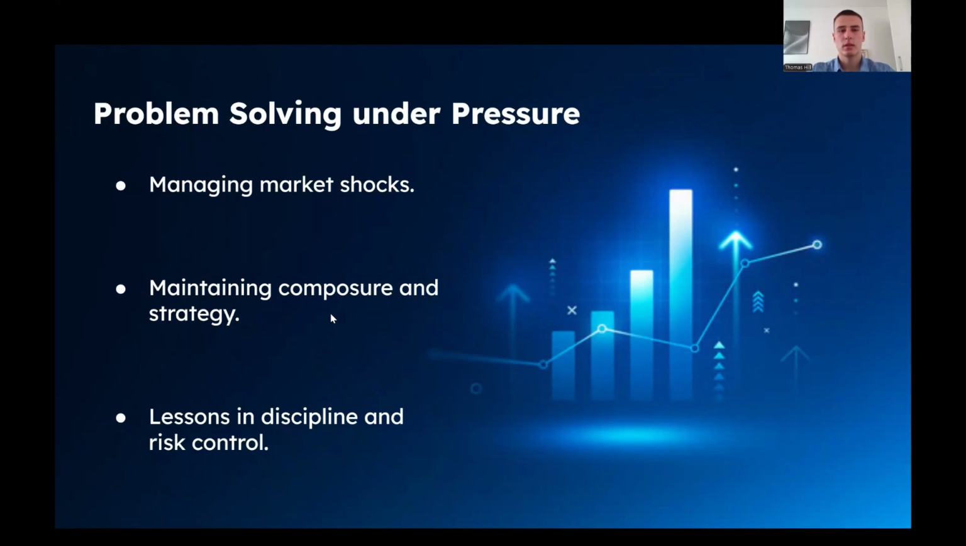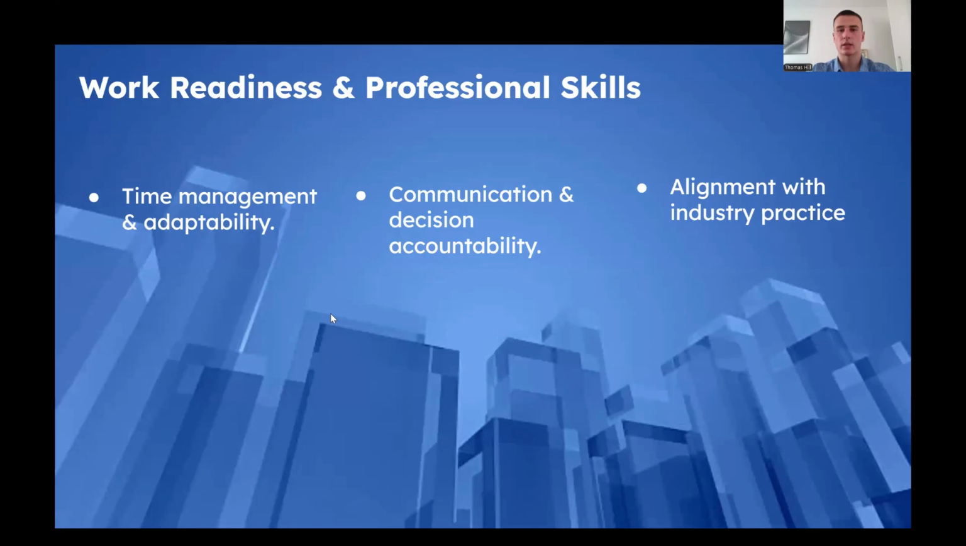The simulation mirrored the pace and accountability of institutional trading environments. The participant developed essential workplace competencies: time management, adaptability, and clear communication on decisions. Each trading round required prompt evaluation, strategic planning, and reflection on performance outcomes. Subsequent lectures reinforce how these qualities, discipline, transparency, and teamwork, are vital for careers in portfolio management and trading. Collectively, this experience enhanced not only technical competence, but also the professional mindset expected in the financial industry.